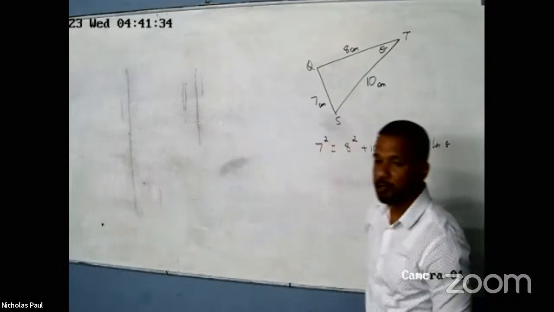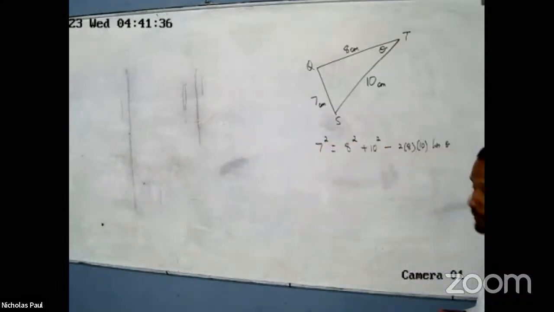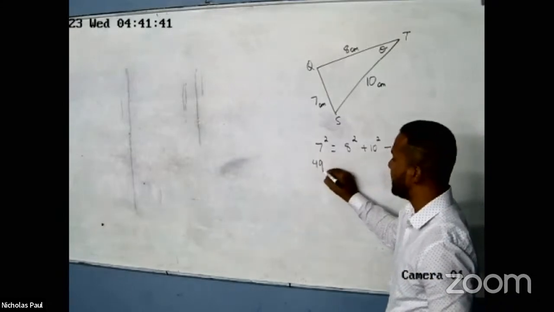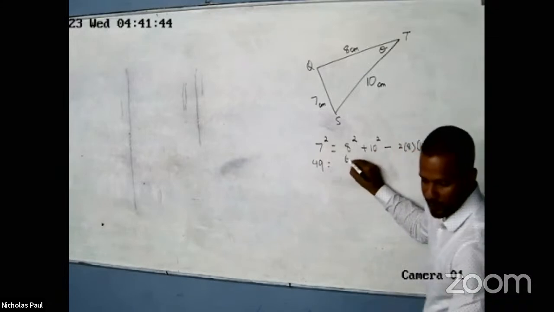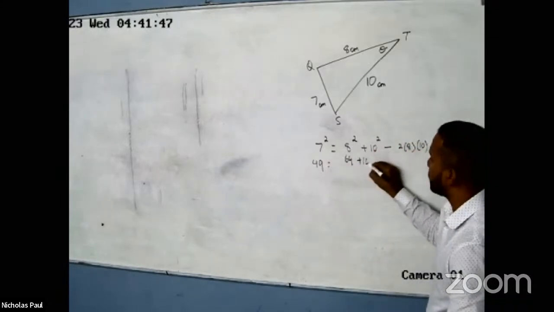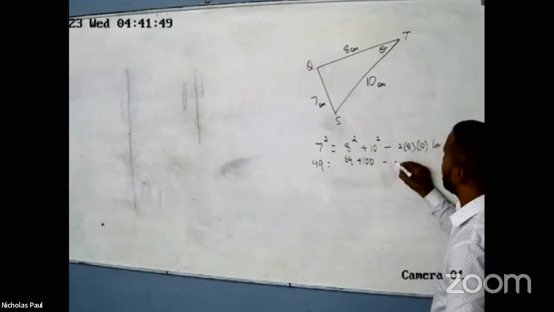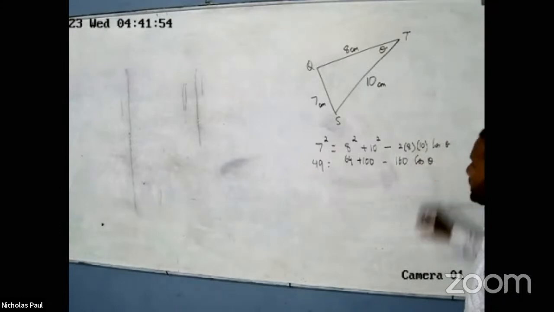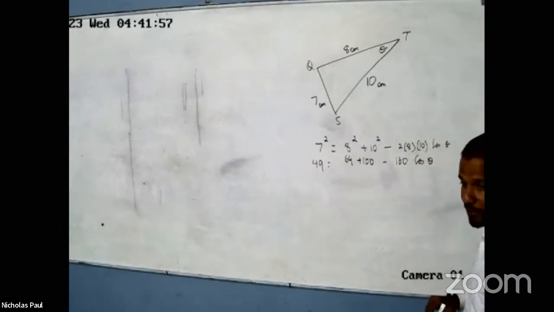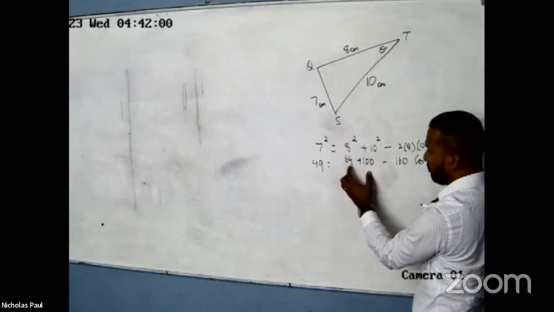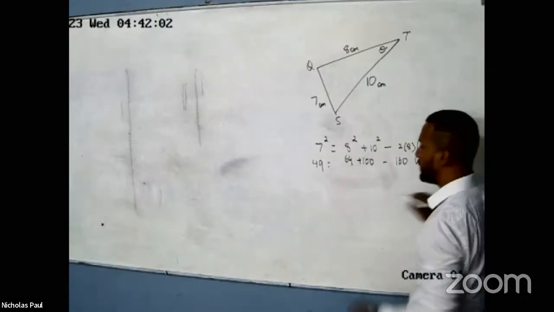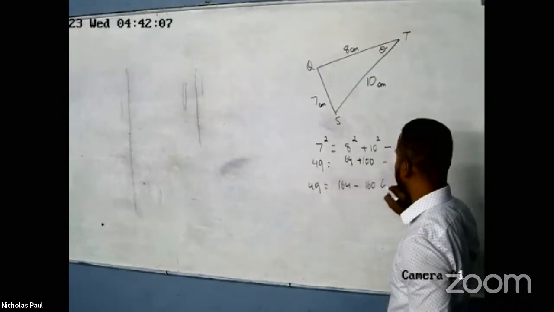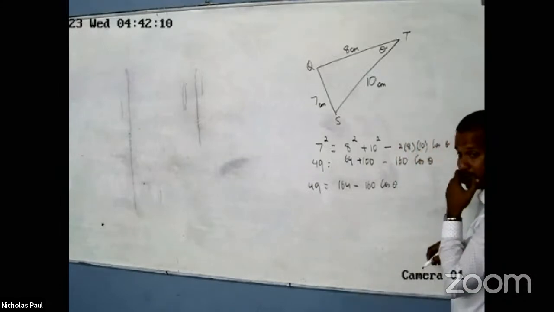All right, so watch here. I gave you some time. Let's see what we can easily work out. 7 squared is 49, 8 squared is 64, 10 squared is 100. 2 by 8 is 16, by 10 is 160 cosine theta. I can add these for sure, but these are two different terms. So 49 is equal to 164 minus 160 cosine theta.